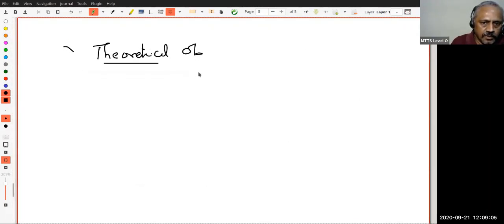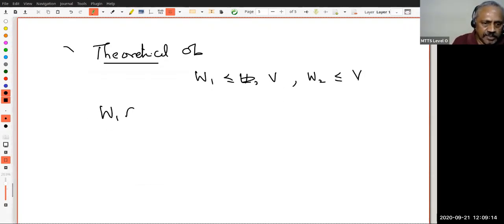Suppose W1 is a vector subspace of V and W2 is a vector subspace of V. Then let's look at W1 intersection W2. Notice that 0 will be there, right? Therefore, this is non-empty, right?